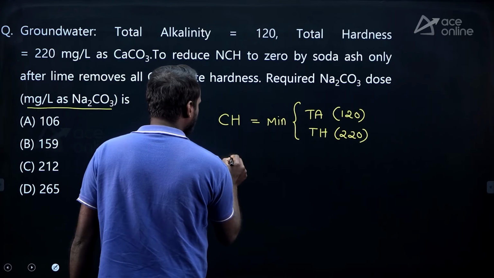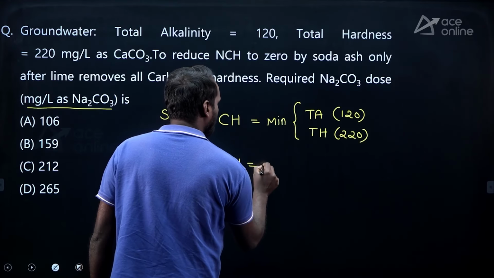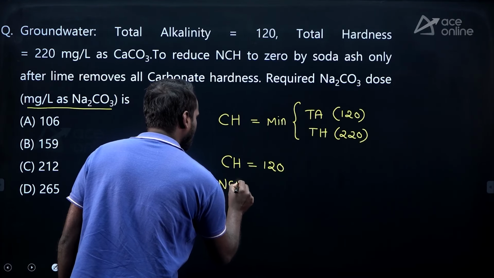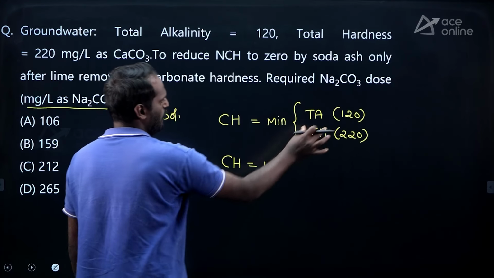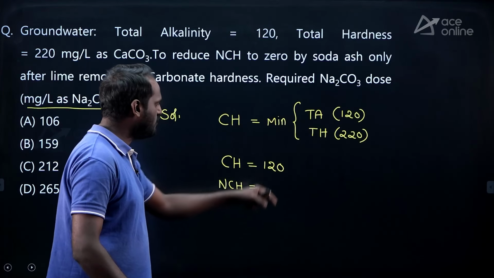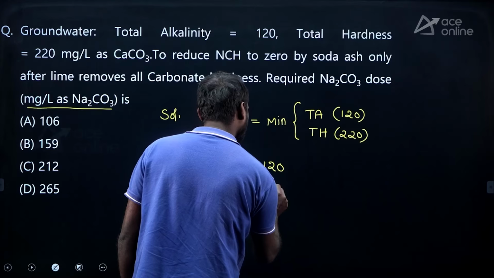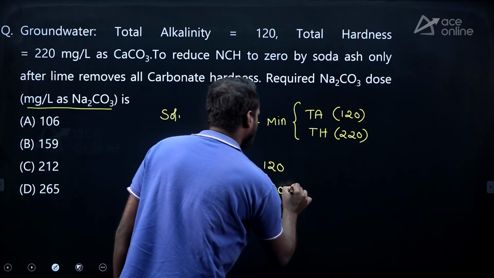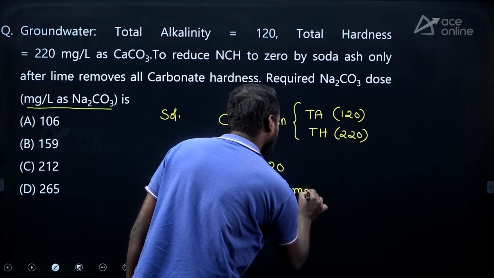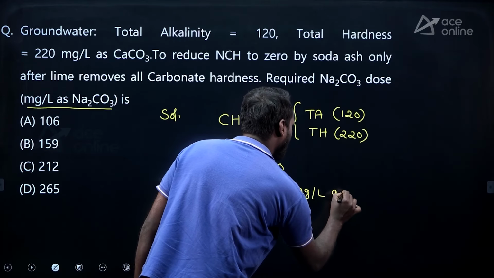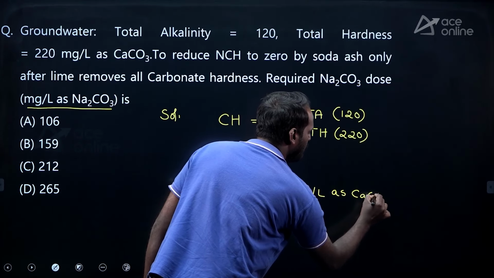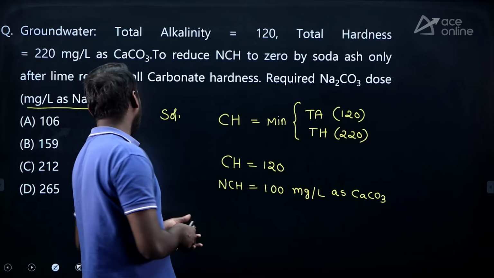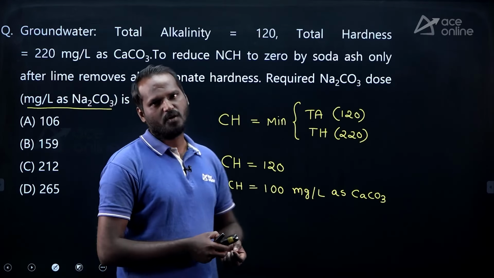Therefore, you can easily say CH is what? 120. If CH is 120, what is NaCH? Remaining will be NaCH. Total is 220, your carbonate is 120, the remaining NaCH is 100, but you see this is milligram per liter as CaCO3. NaCH is milligram per liter as CaCO3, but you need to estimate the soda ash requirement in milligram per liter as sodium carbonate, right?